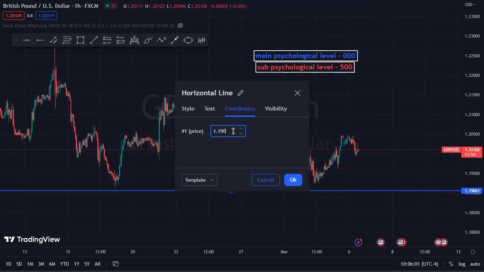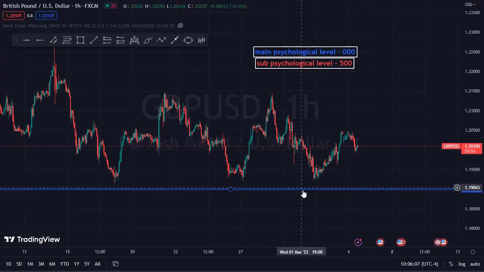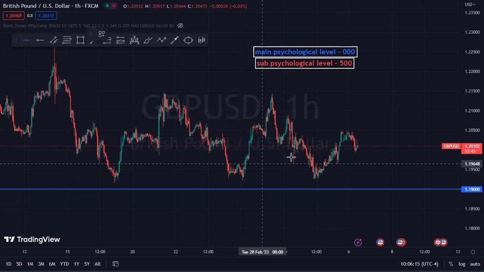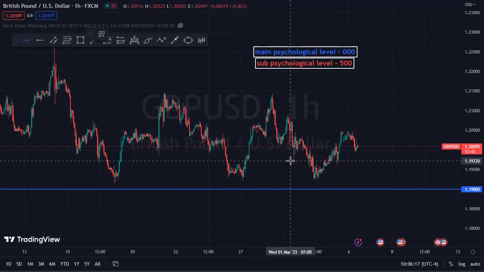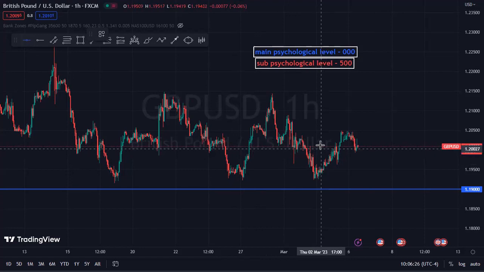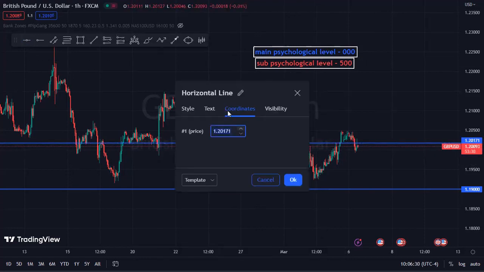So I'm gonna do this. There we go. And then we're just gonna say okay. As you can see now, my horizontal line has moved to exactly 1.1900. So now we're gonna place our second main psychological level. Since we came from 1.1900, we're gonna move up to 1.2000. So I'm gonna find close to 1.2000. There we go. And I'm just gonna double click it for coordinates.